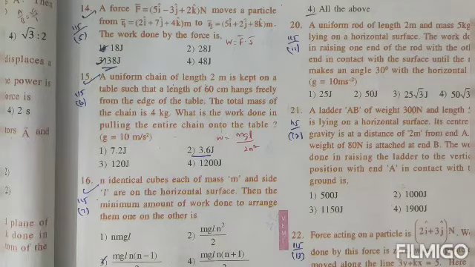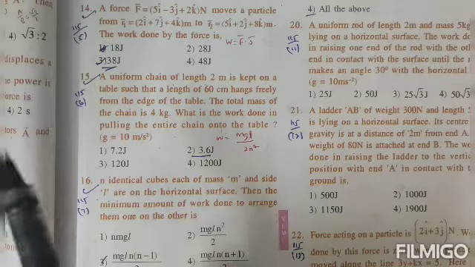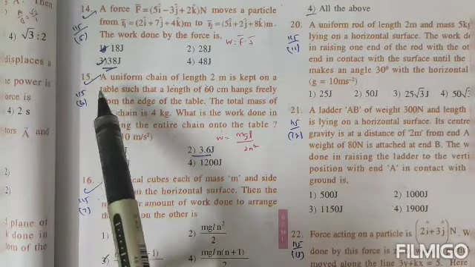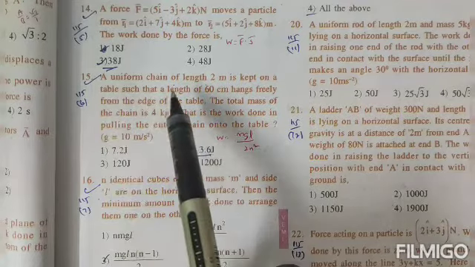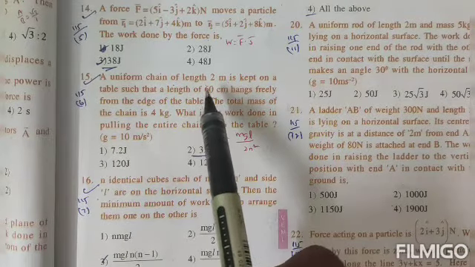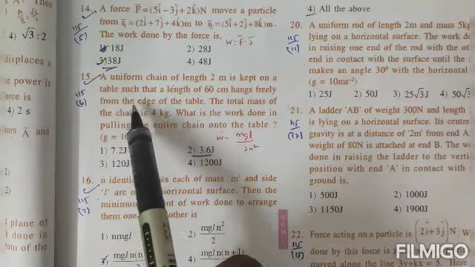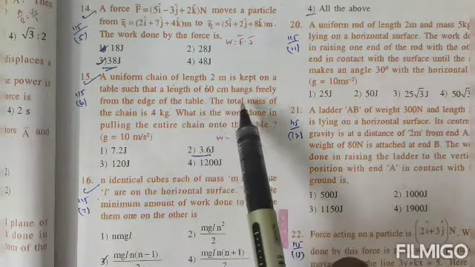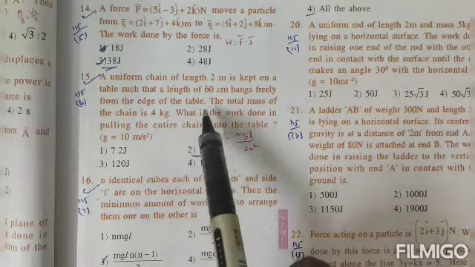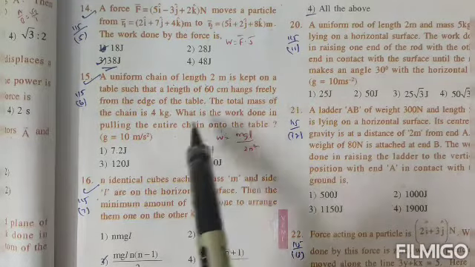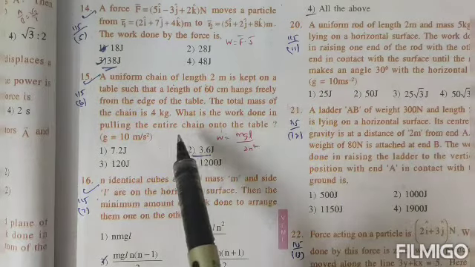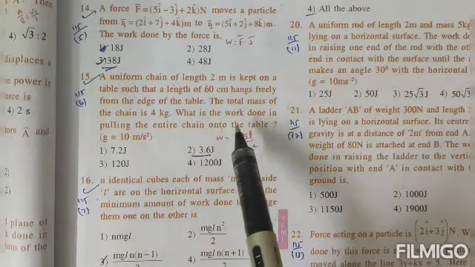Students, next question from the work, power, energy chapter, NEET based question number 15. See the question. A uniform chain of length 2 meter is kept on the table such that a length of 60 centimeter hangs freely from the edge of the table. The total mass of the chain is 4 kg. What is the work done in pulling the entire chain onto the table?